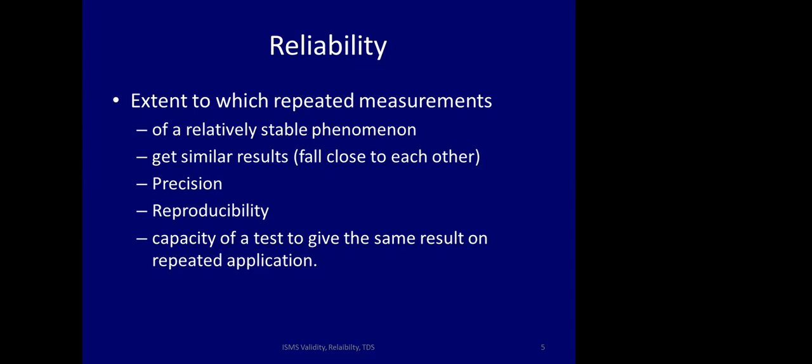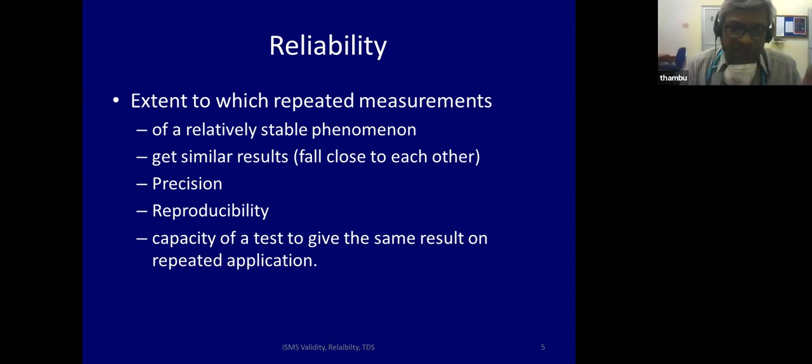But over a 5-minute period, the blood pressure doesn't change much. Unless, of course, somebody sees a tiger or a snake and the blood pressure shoots up in those 5 minutes. Generally, blood pressure is stable over a few minutes. So when repeating a measurement of a stable phenomenon, you hope to get similar results. Not exactly the same, but they must fall close to each other. The word I told you is also called precision and reproducibility.